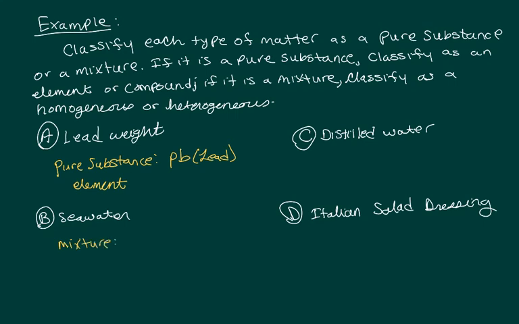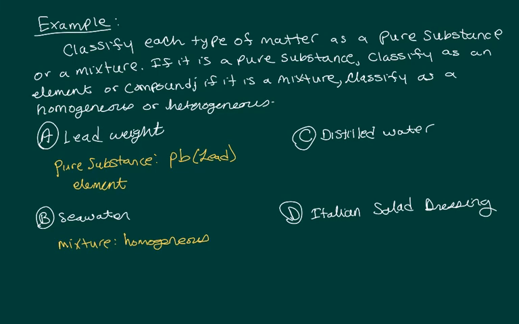But I want to say, is it homogeneous or heterogeneous now? Is seawater uniform throughout? If you were to take a sample from the shore, it's going to be most likely consistent with the sample if you drove your boat and took a sample in the middle of the sea. So I'm going to say it's homogeneous. It's relatively uniform throughout.